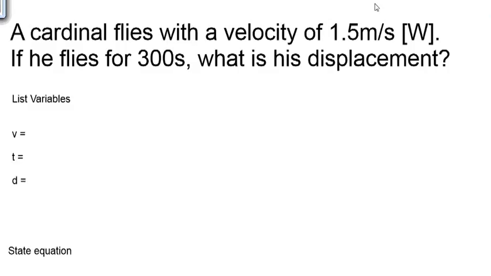Motion video number 5. A cardinal flies with a velocity of 1.5 meters per second west. If he flies for 300 seconds, what is his displacement? First, we need to list our variables.